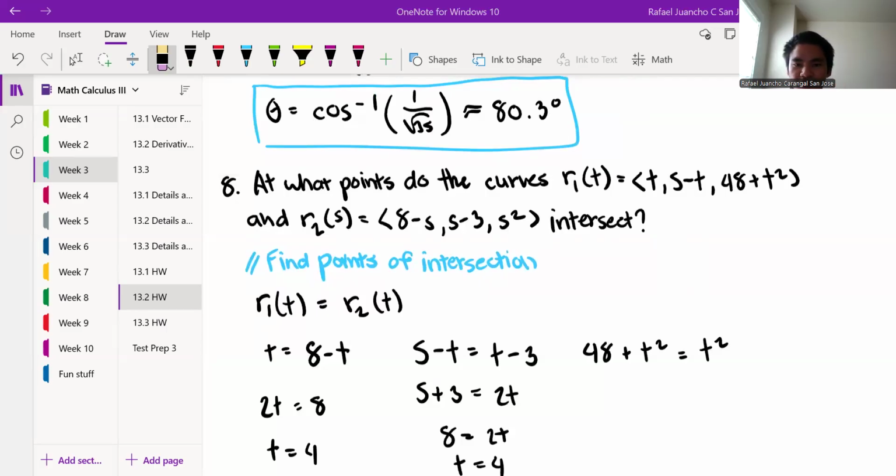Okay, how the AI did it was interesting, but they turned it into a system. So I guess we could do that. Substitute into the third equation. Yeah, that's interesting. Then we solve for s. We get 7.